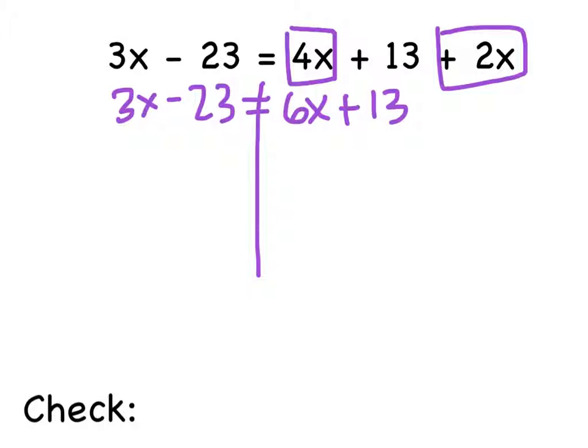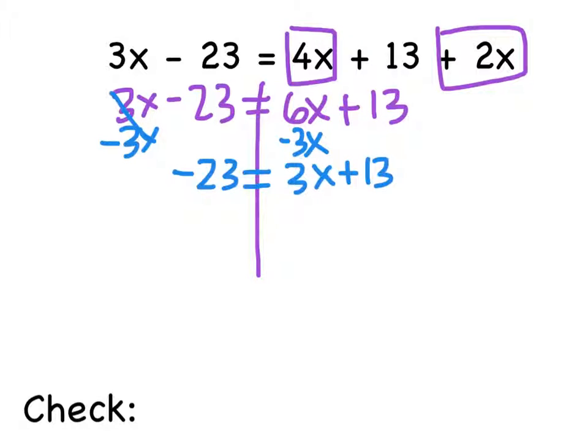Now I have x's on both sides and I have numbers on both sides. So I want to cancel out the x's first. So I'm going to subtract 3x from both sides. So I end up with negative 23 equals 3x plus 13. From here, it's the same as any two-step equation. So go ahead and pause the video if you want to finish it up from here.